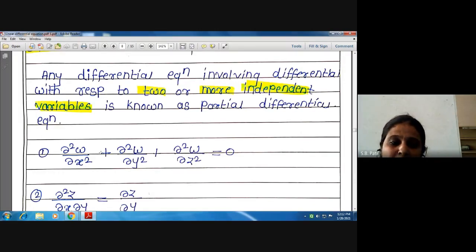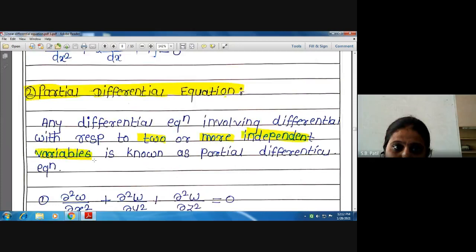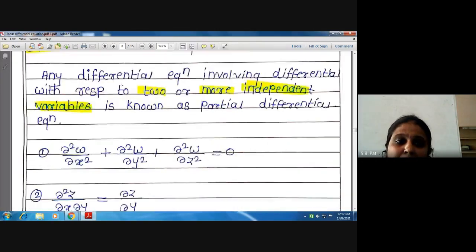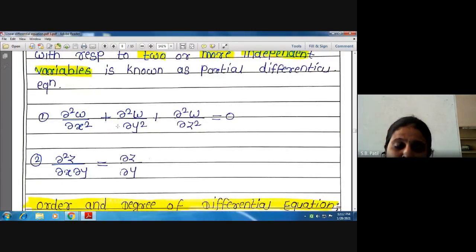But in case of an ordinary differential equation, we have to differentiate with respect to a single independent variable. Here x is the single independent variable. We differentiate this equation with respect to x only, so it is an ordinary differential equation. But in case of a partial differential equation, we have to differentiate with respect to two or more independent variables. So it is called a partial differential equation.